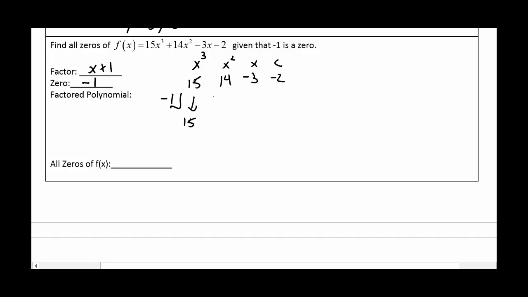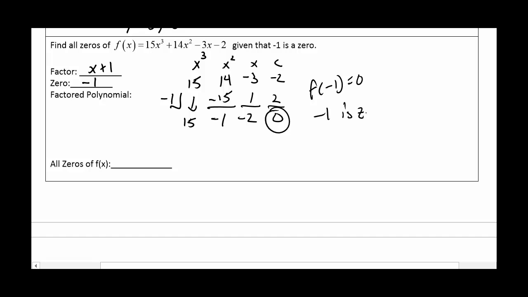Let's see, drop the 15, multiply, combine like terms, multiply, and we get 0. So we do get 0, which does mean that f of -1 is 0. So -1 is a 0, which is really nice because that's what they told us. Okay, so what we have so far then is our polynomial as x plus 1 times 15x squared minus x minus 2. And so our task is to factor that even further.